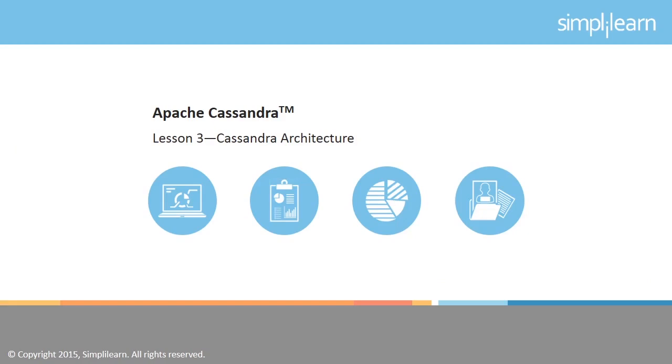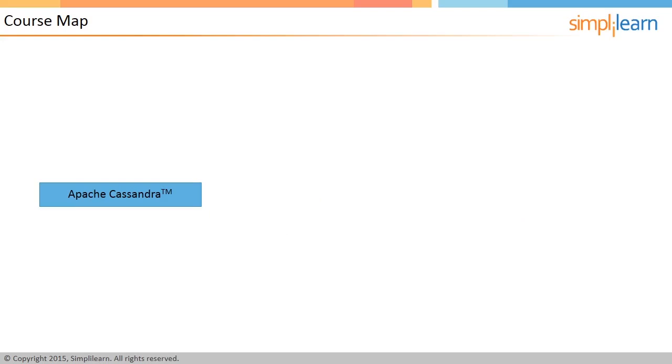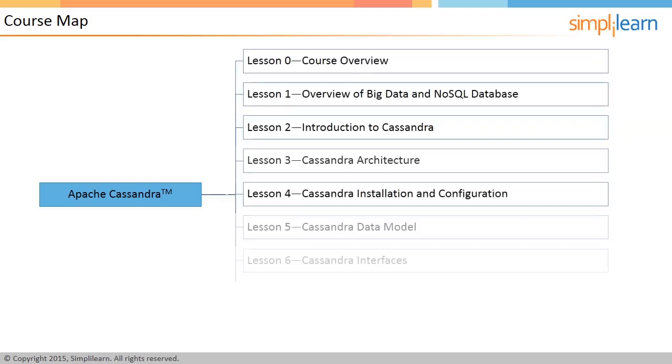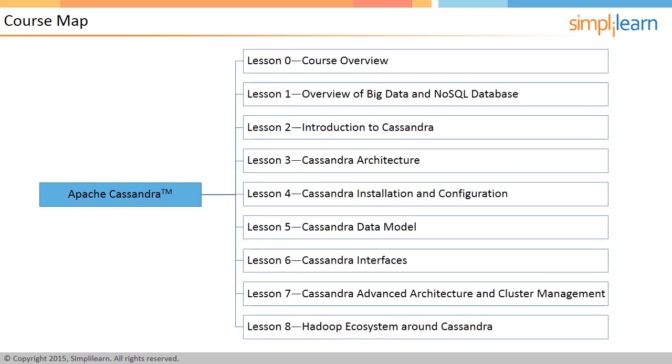Hello, and welcome to the third lesson of the Apache Cassandra course offered by Simplilearn. This lesson will provide an overview of the Cassandra architecture. The Apache Cassandra course by Simplilearn is divided into 8 lessons as listed. This is the third lesson, Cassandra Architecture.